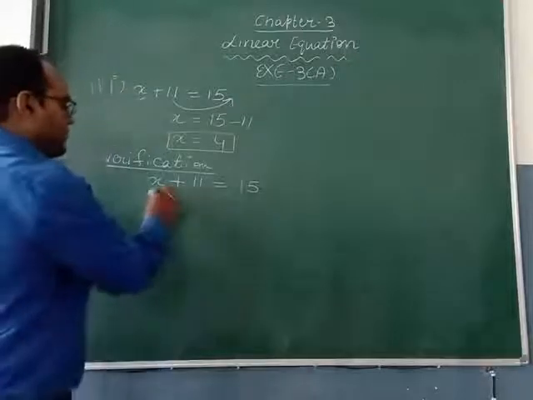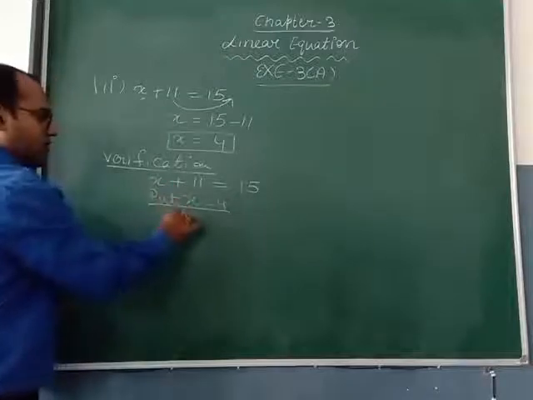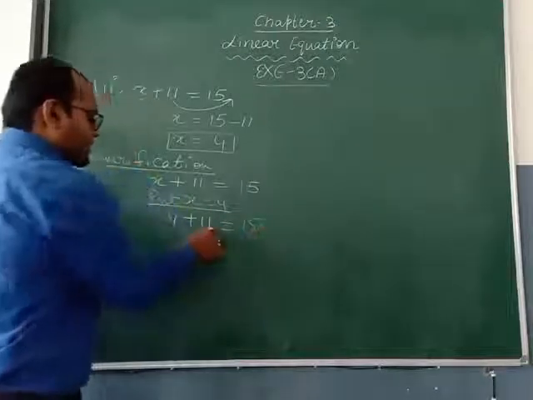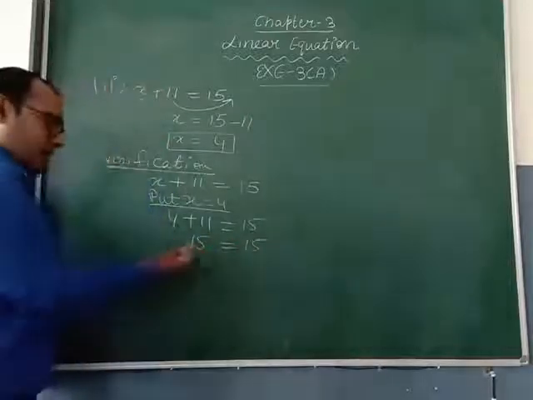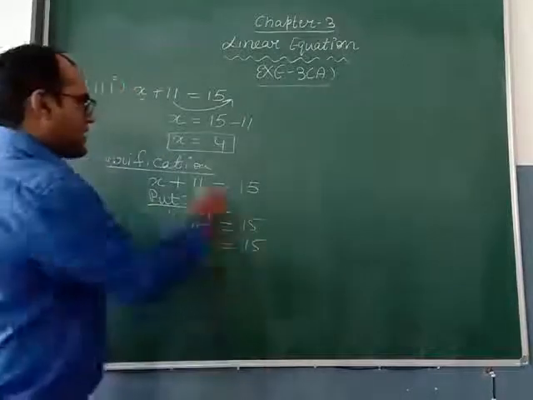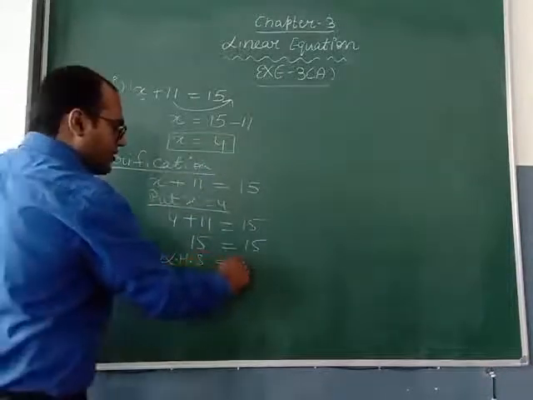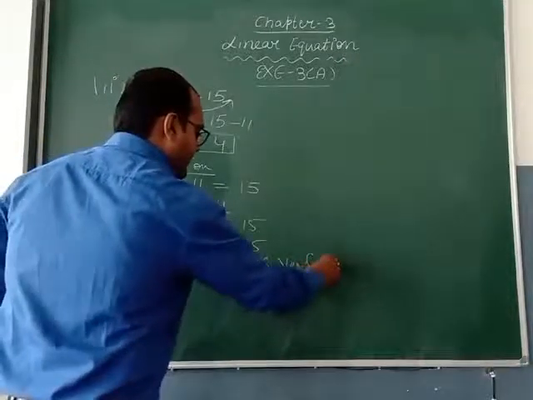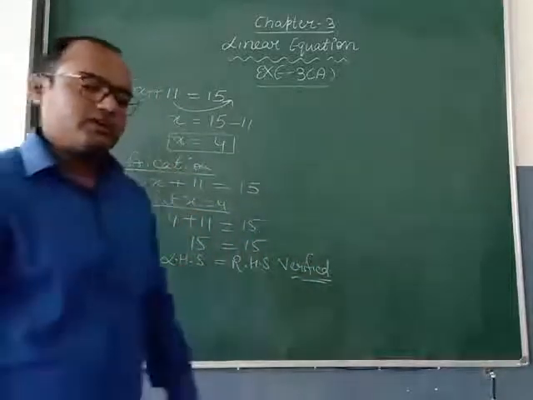Here we have to put the value of x. What is the value of x? Put x is equal to 4. So in place of x we will write 4, plus 11 as it is, equal to 15. 11 plus 4 will become 15, equal to 15. Now here you will observe left hand side and right hand side are both the same, and in between the equal sign is coming. That means our answer is correct. So here you have to write left hand side equal to right hand side, and after that you have to write verified. Verified means we have proved our answer is correct. So like this you have to do question number first, part number first.